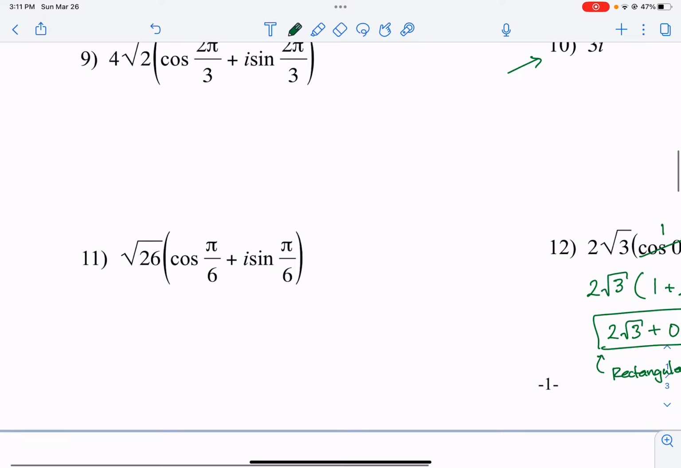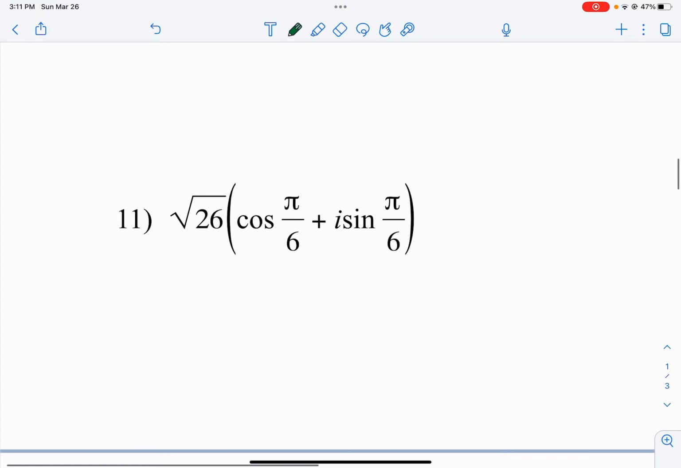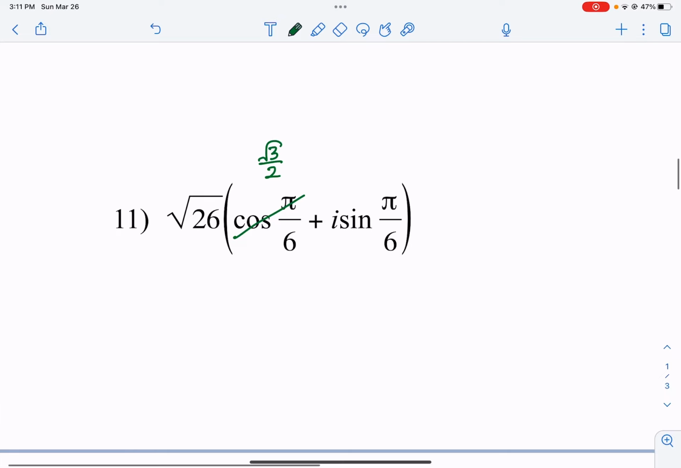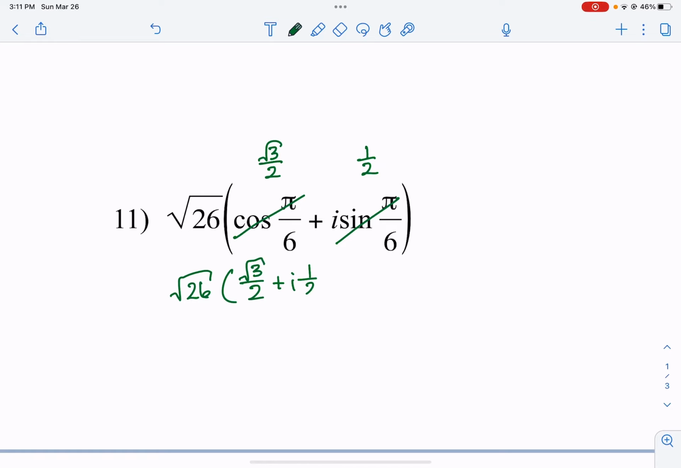What about something like this, though? So again, do the same thing. So let's figure out what the cosine and the sine are. Cosine of pi over 6, we know that's radical 3 over 2. Sine of pi over 6 is going to be positive 1/2. All right, so let's rewrite this here. We have radical 3 over 2 plus i times 1/2.